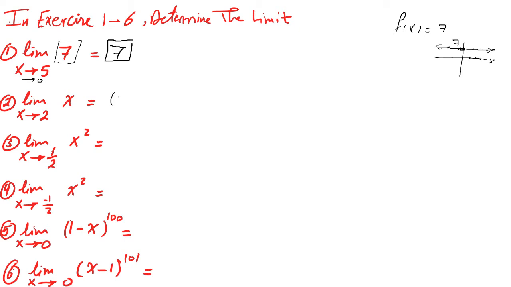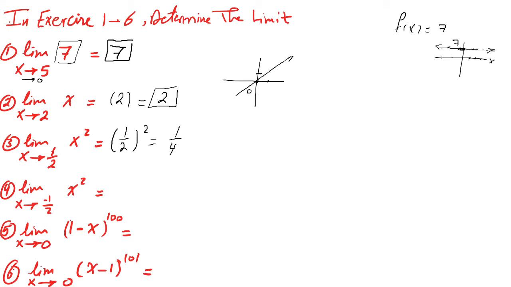So all I have to do is to replace x with 2, so the answer is 2. And that's it. And to remind you, f of x is equal to x is represented by a straight line that passes through the origin, and y is equal to x on it. The third one, limit of x tends to half for x squared. So I'm going to replace x with half, so half squared, which is equal to quarter.